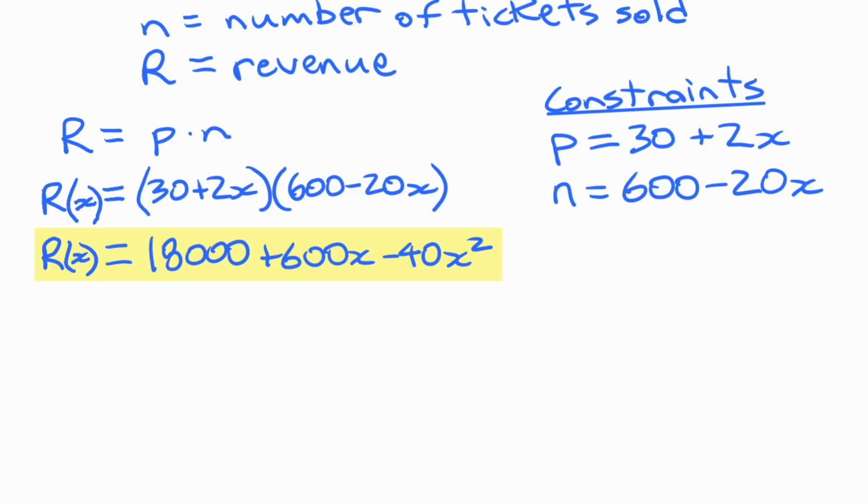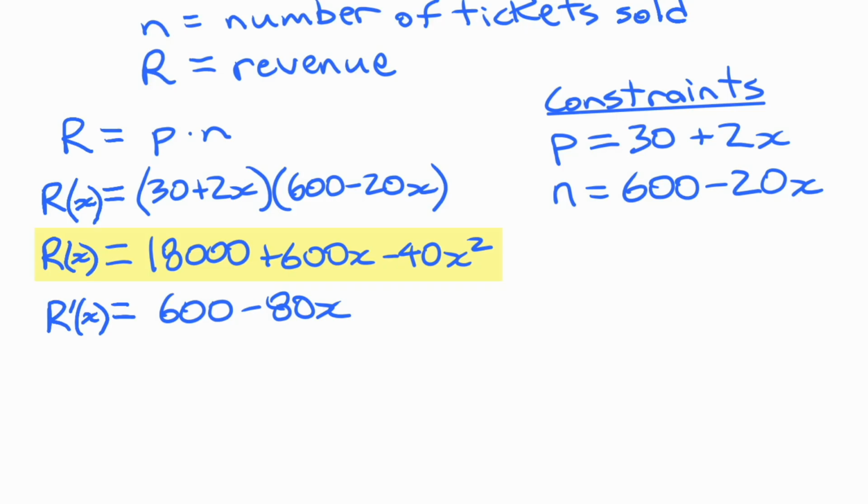And then we can find the derivative of that. The derivative of that, r prime of x, is going to be equal to 18,000. Derivative of that disappears. We just have 600 from that middle term minus 80x. Derivative of minus 40x squared is minus 80x.